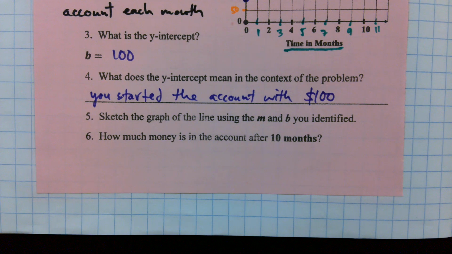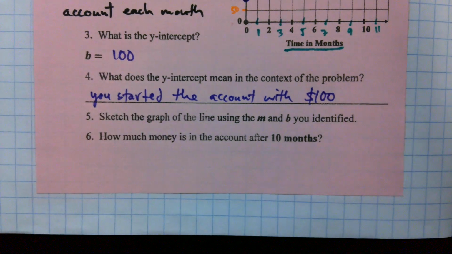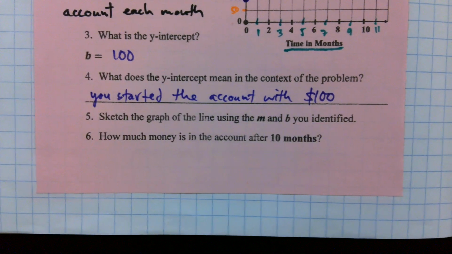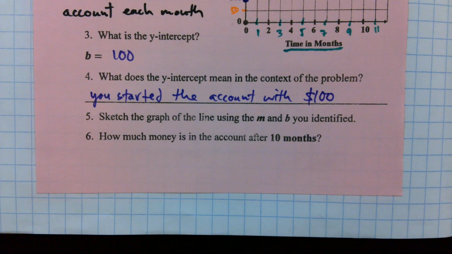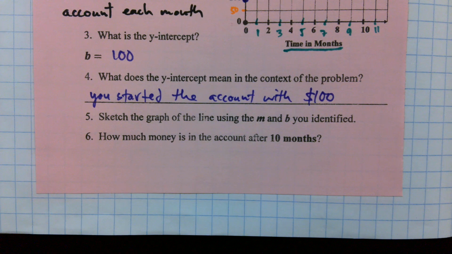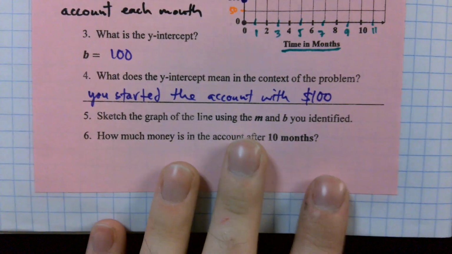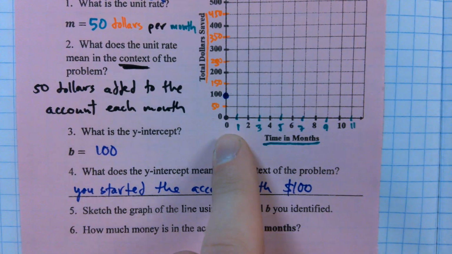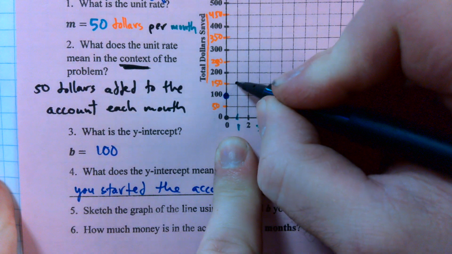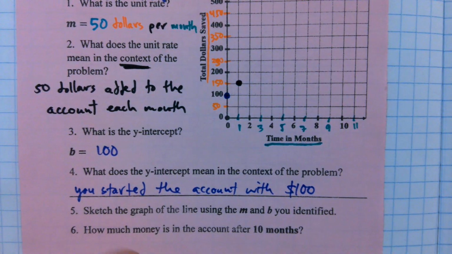Go ahead, TJ. So you started with 100. You add $50 after your first month of allowance. How much do you have in your account now? You start with 100. You add 50. What do you have now? 150. Okay. So after 1 month, I should have $150.